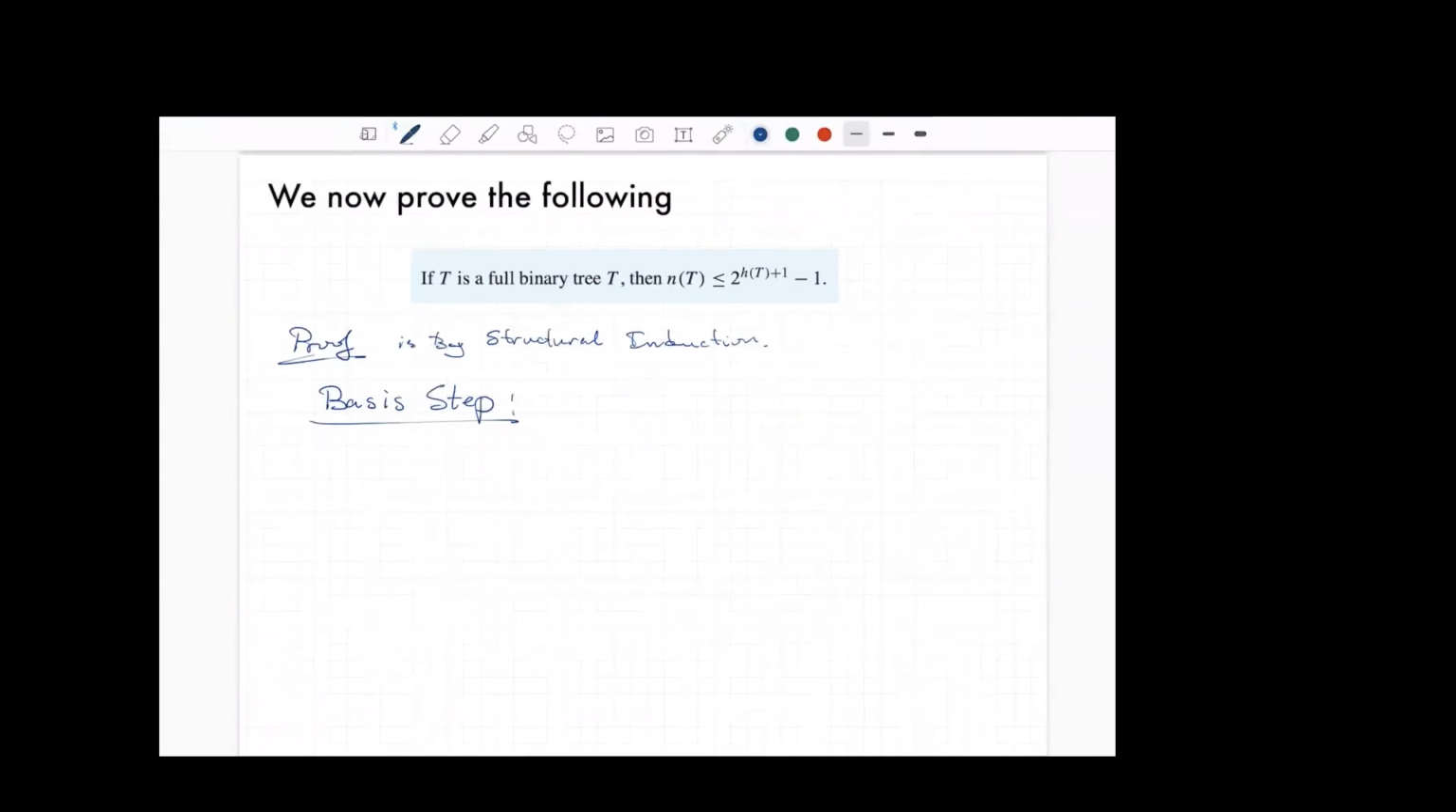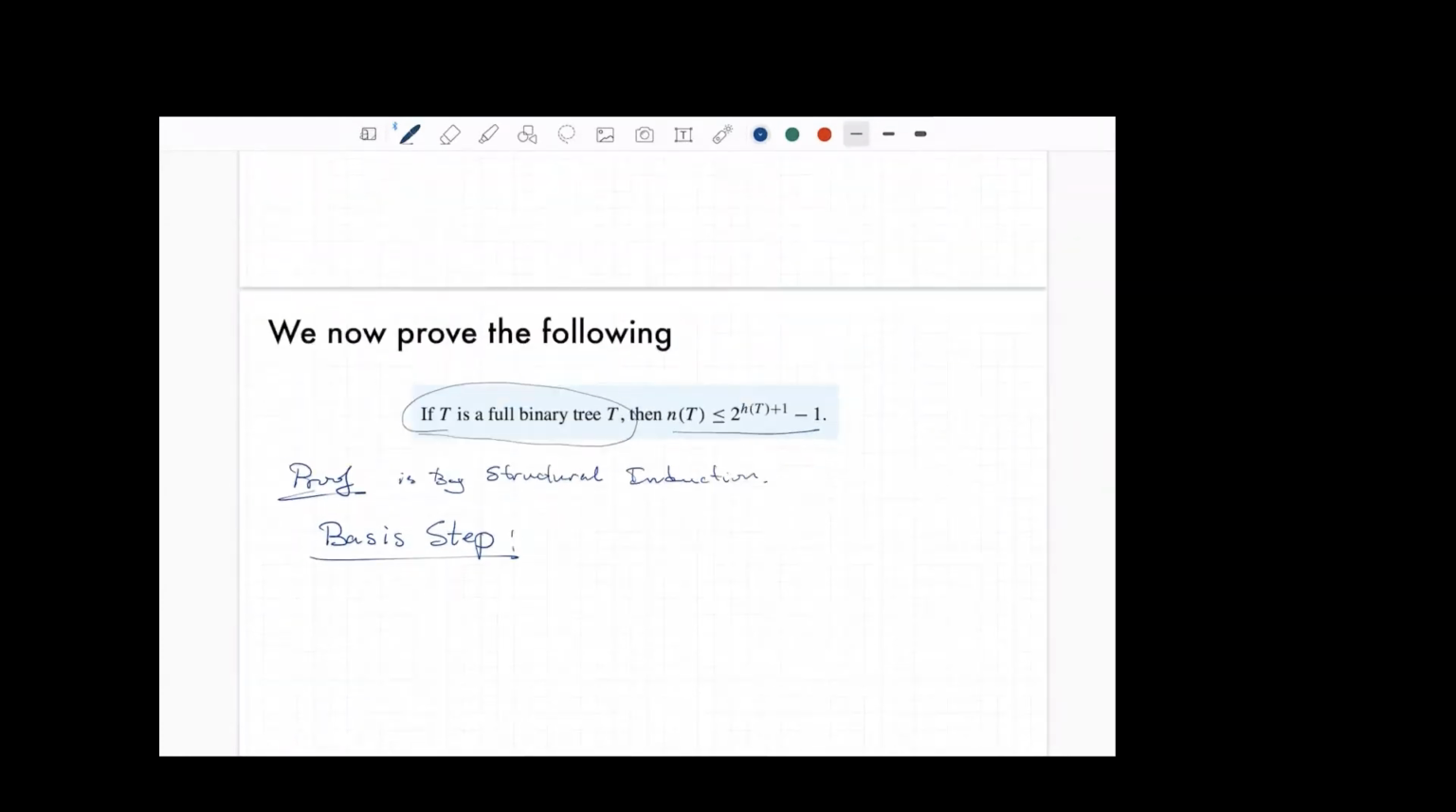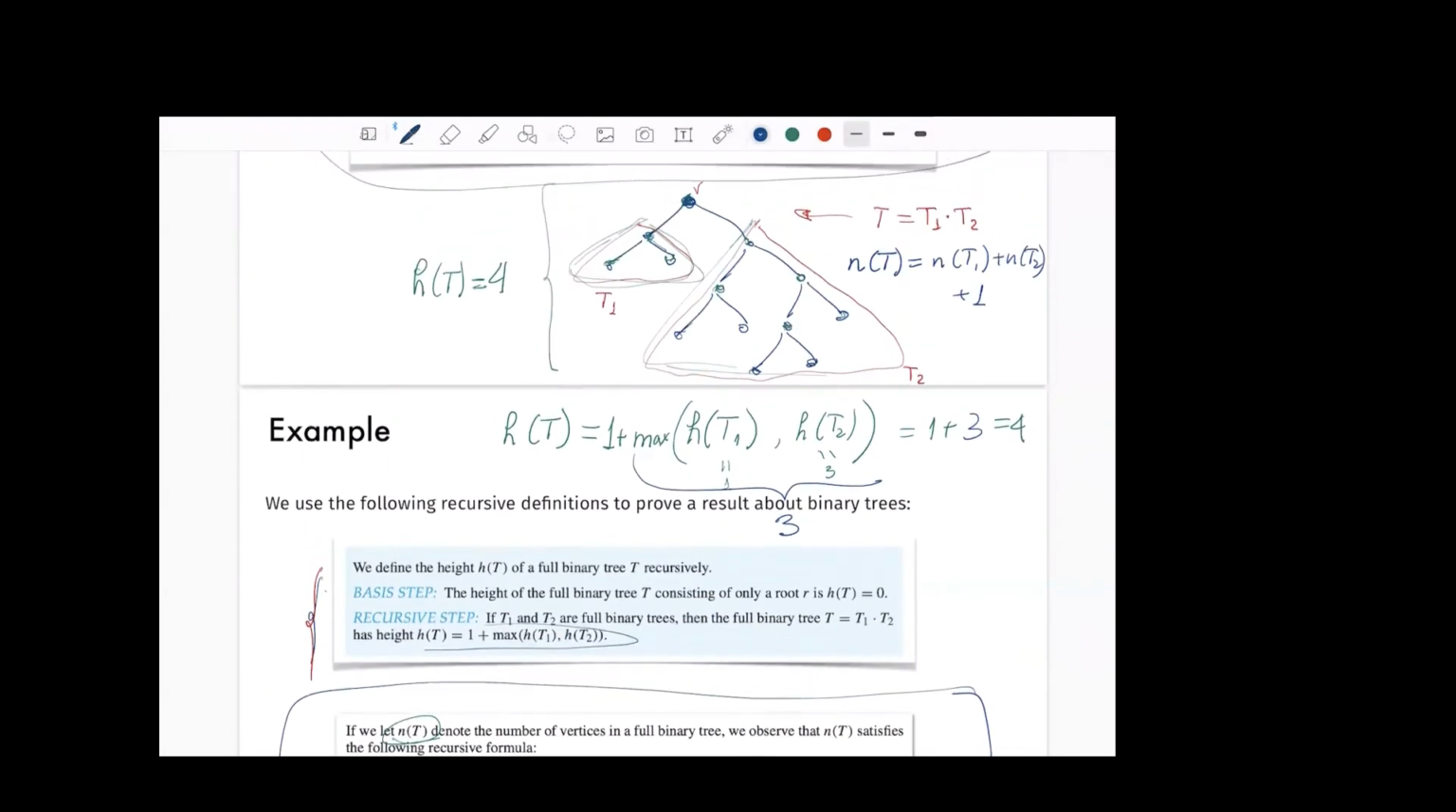So why is this true? Is this true for anything that's generated during the basis step of the definition of the full binary tree? I have to remind myself, what was that basis step of the definition of the full binary tree again? If I'm just learning this, I just forgot. So I'm going to go back and look at the definition again.